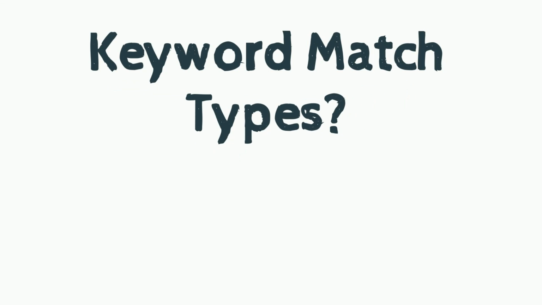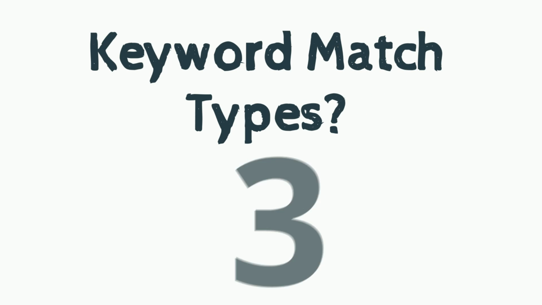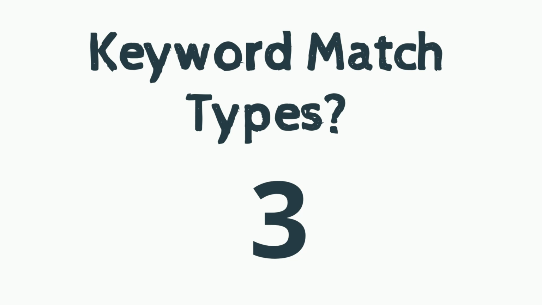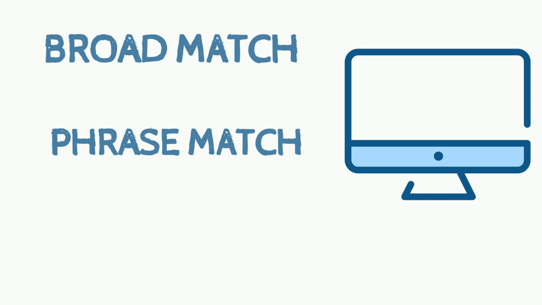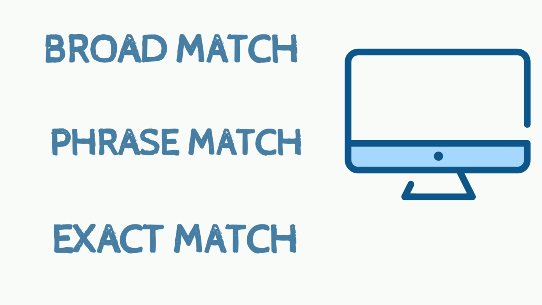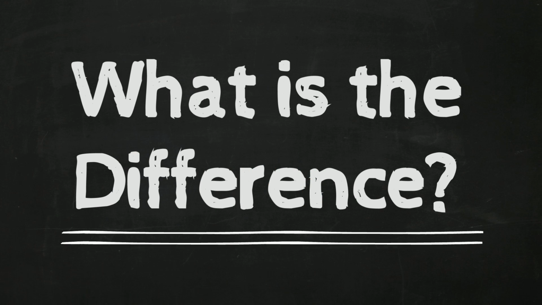So what keywords do we have available to us? There are 3 different types of keywords available that we can use. There's one called a broad match. There's another one called a phrase match. And then there's the exact match. Each of these keywords does something slightly different. So I'm going to go over the difference between negative broad match, negative phrase match, and negative exact match.